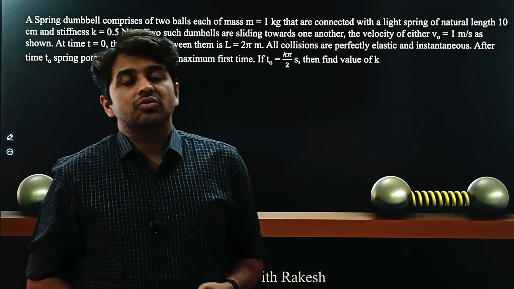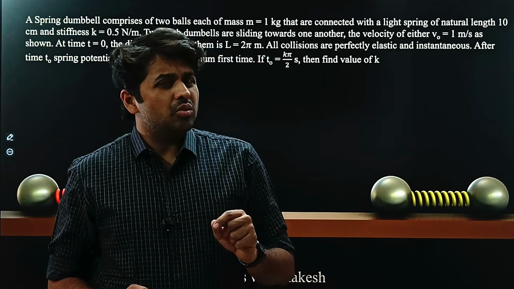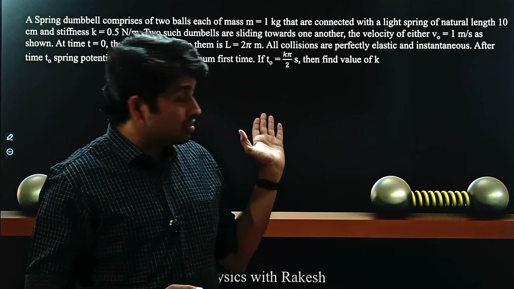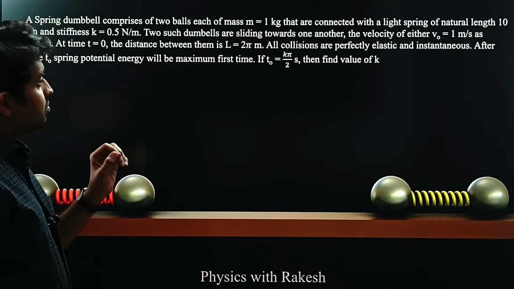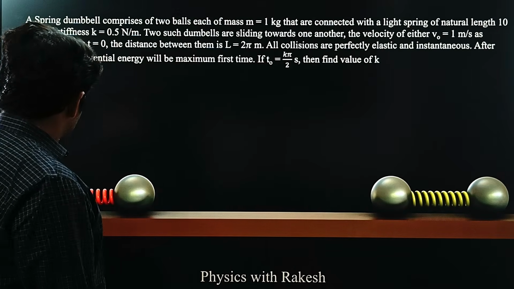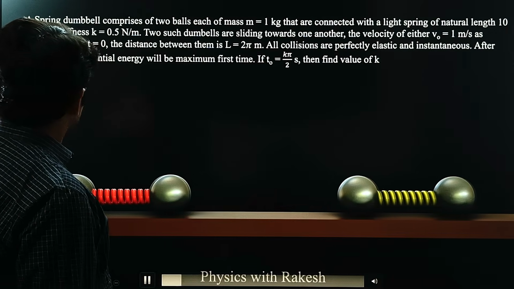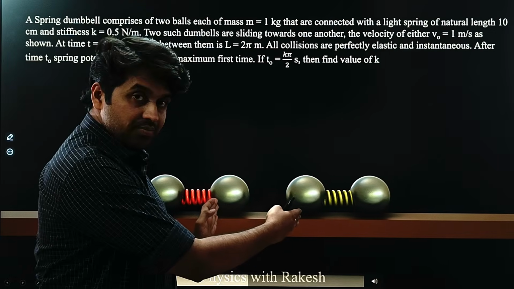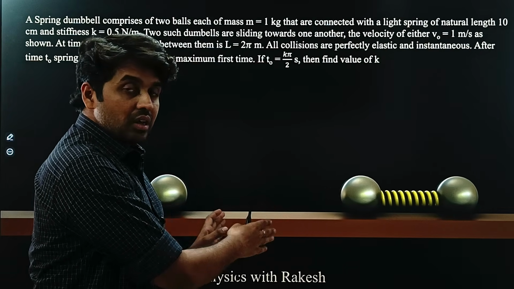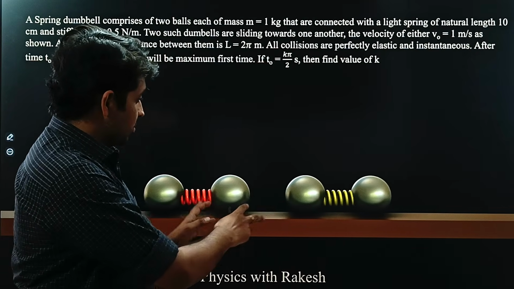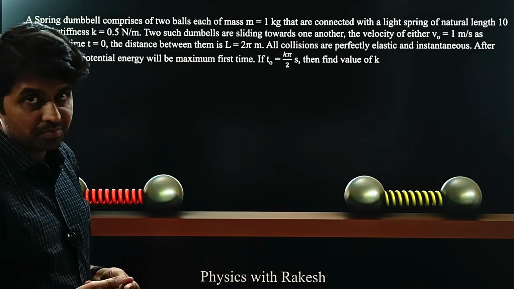Let us look at some good questions from this year's Allen All India Test Series. We'll also see a small mistake in this question after we solve it. I'll just brief you about the question. There are two dumbbells here, masses connected to springs, and they're coming and hitting each other. After hitting each other, they compress. What is asked is the time at which the spring potential energy is maximum.